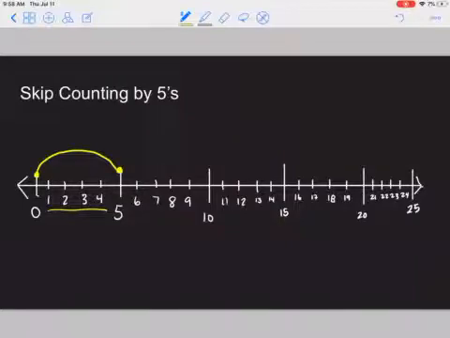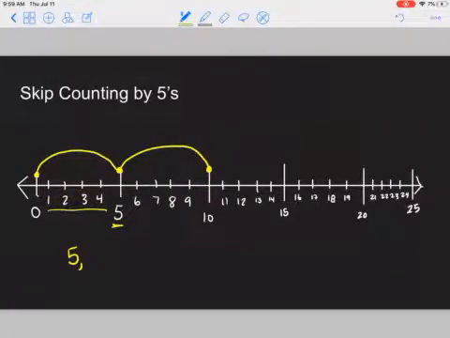But notice, this means we have 5 ones. Okay, so I'm going to put 5 here just to keep track of how we're doing. So now we're going to skip over 6, 7, 8, 9 to get to 10. Okay.